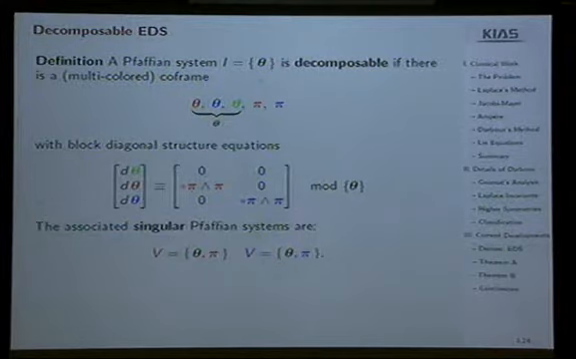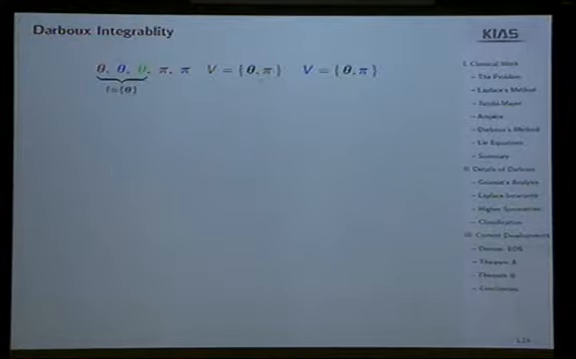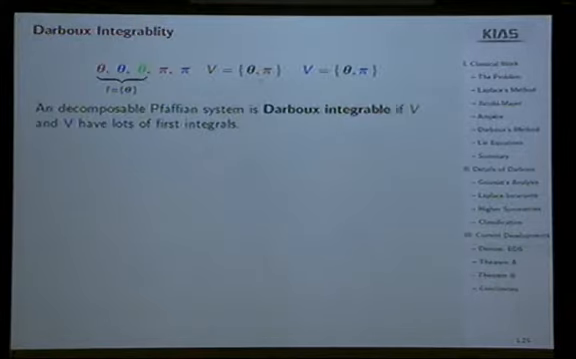And we can associate to this, just as we did before, these singular Pfaffian systems, and we'll declare the system to be Darboux integrable if this and this have a lot of first integrals. How many? Well, there's the exact count. The derived flag for the red V plus the blue V has to equal the full space, and likewise the other way around. So this is a huge generalization of the classical notion of Darboux integrability.